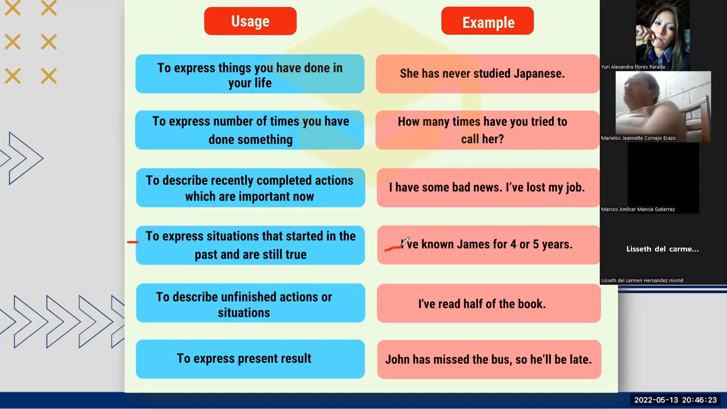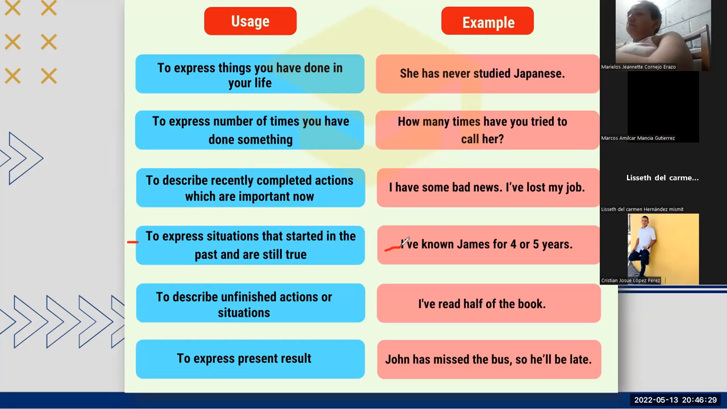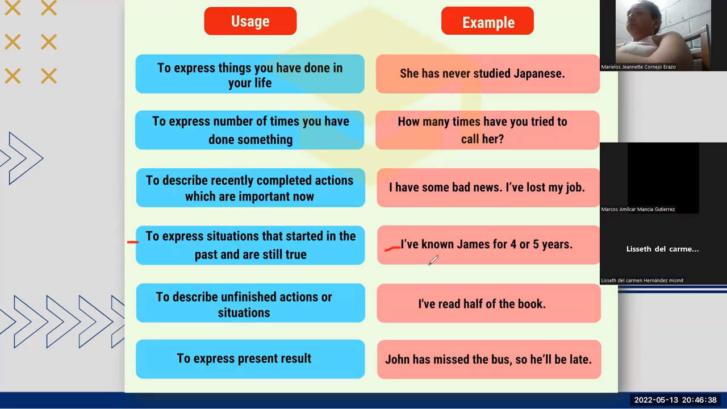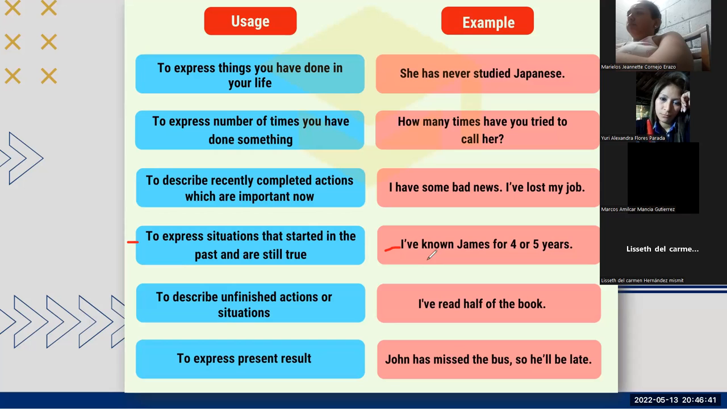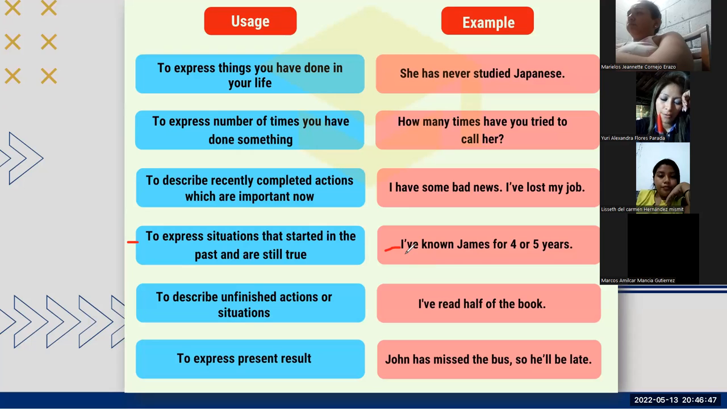To express situations that started in the past and are still true. Very good. Marcos? I have known Janice for 4 or 5 years. I've known. Repeat again. I've known. Acuérdense de la final sounds. I've known. Very good. Very good. Okay, so no. I've known James for 4 or 5 years.